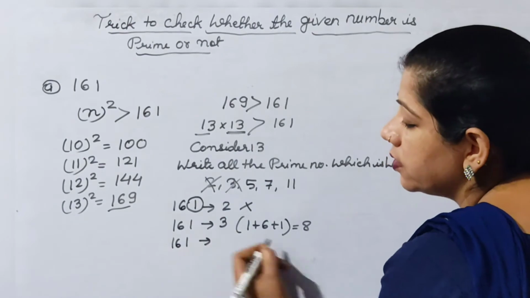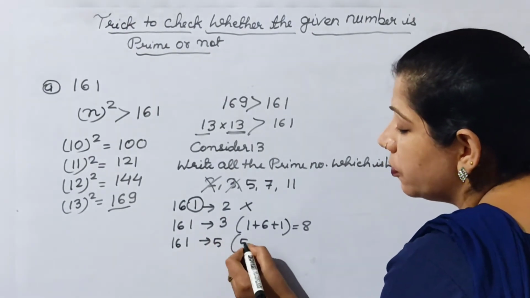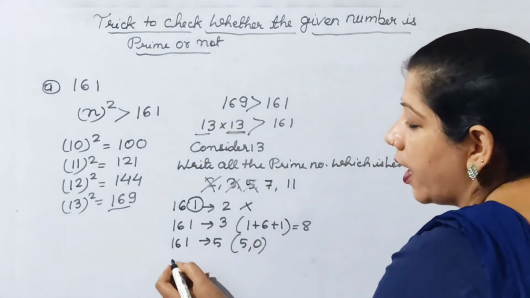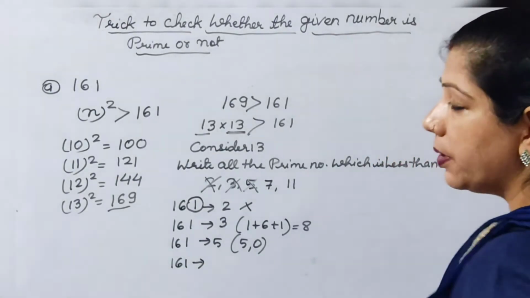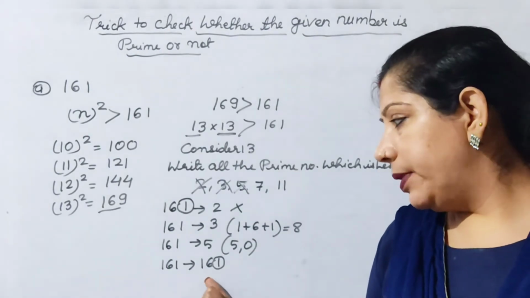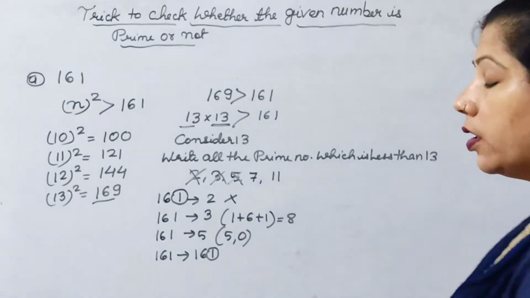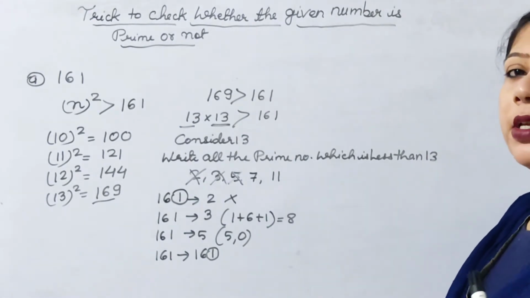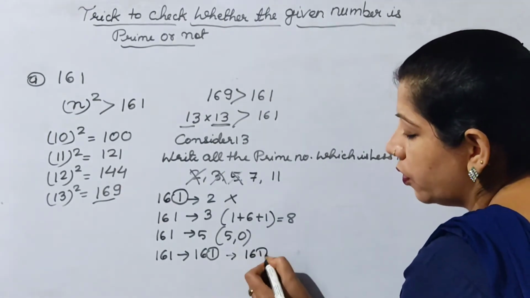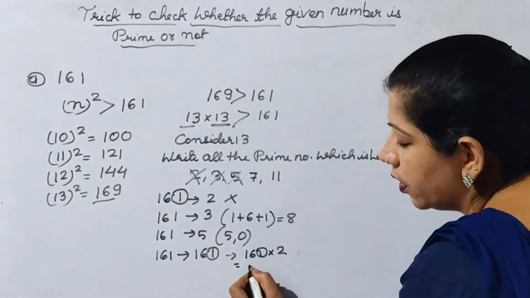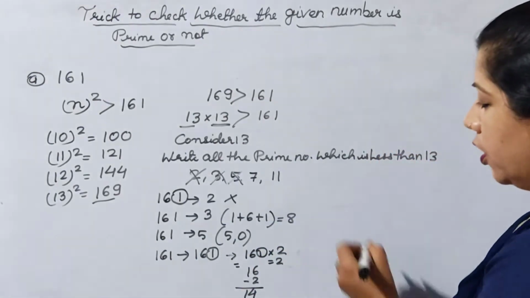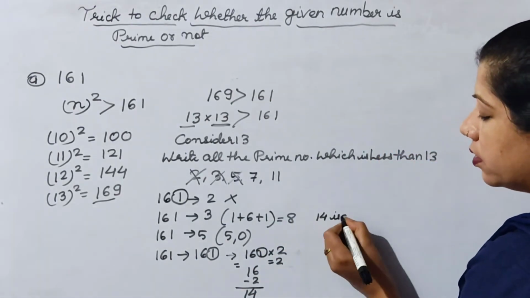Now check for 5. The last digit should be 5 or 0. It's not 5 or 0, so it is not divisible by 5 also. And for 7, what is the divisibility rule? If you don't know, I have already made a video on the divisibility rule of 7. Watch that video. The link is given in the description below. So what is the divisibility rule of 7? You have to multiply the unit digit by 2, that is 2, and subtract from 14. So here 14 is divisible by 7.